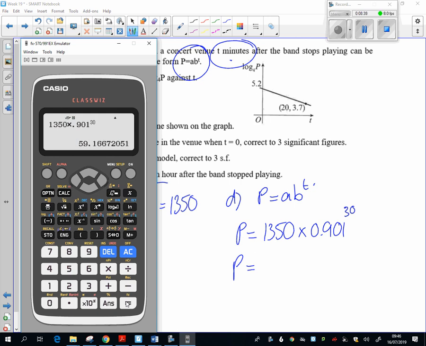Okay, so it doesn't specifically say what to round to, but it doesn't make sense to go to more than 3 significant figures when I've been using these values to 3 significant figures. And then we're talking about the number of people, so you can also then just say, well, that's really going to be 59 to the nearest person.